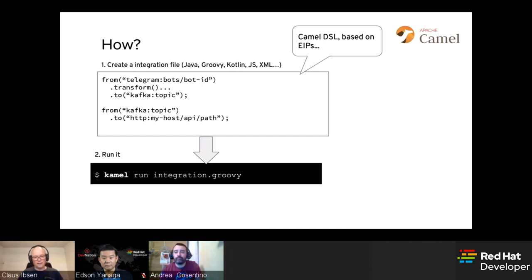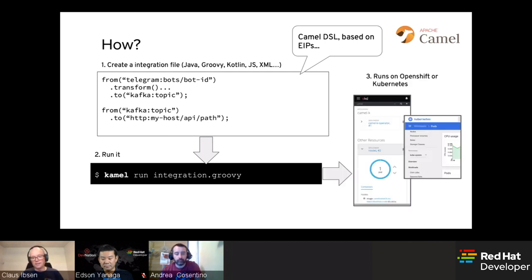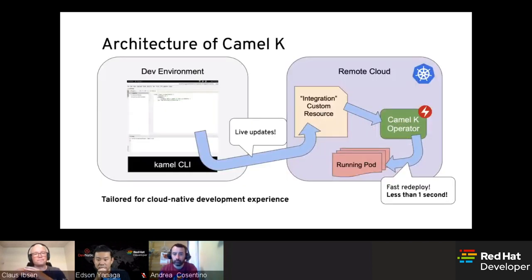So there is a command line tool, kamel, Camel with a K. You type kamel run and then the name of the file. This one is Groovy source code. Then it sends to the cloud and the cloud runs it. And when I say cloud, it's just Kubernetes. So it can be running on your laptop, it can be something you have on-premise at your company, or it can be in a public cloud, whatever. It doesn't really matter so much. It just runs there.